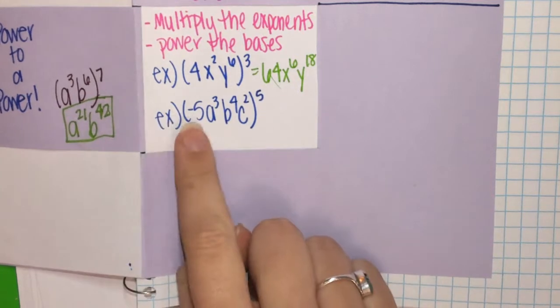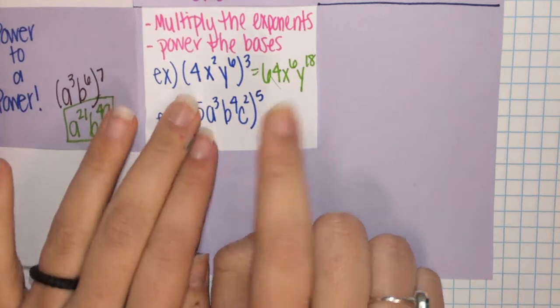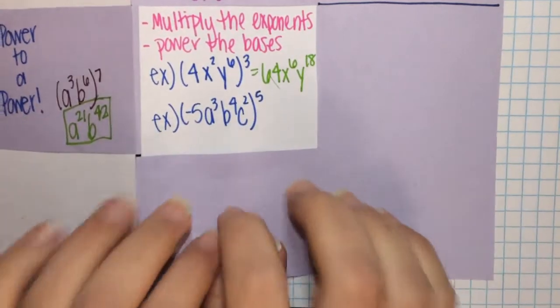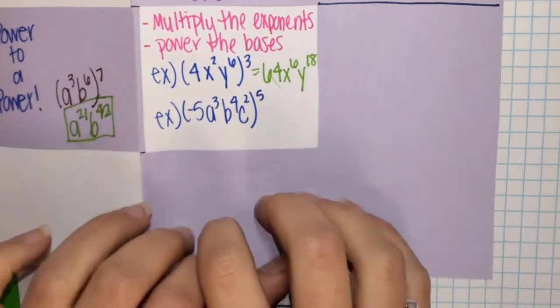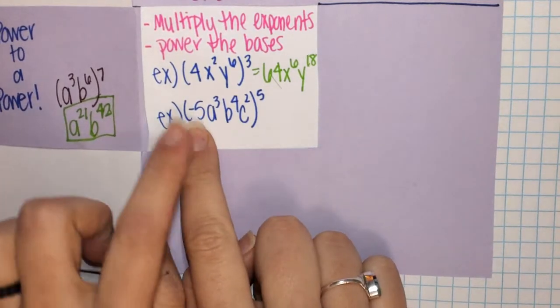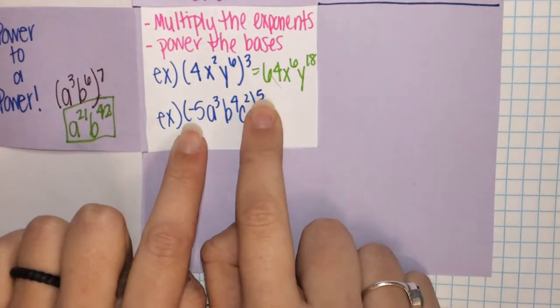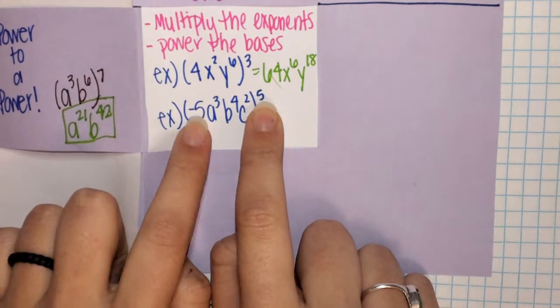Now, when you're doing negative bases to a power, you need to put it in parentheses in your calculator. Every single time. Put it in parentheses. Does everybody understand? Okay, say that again? When you are doing any base, big number, to a power, put it in parentheses, especially when it's negative.